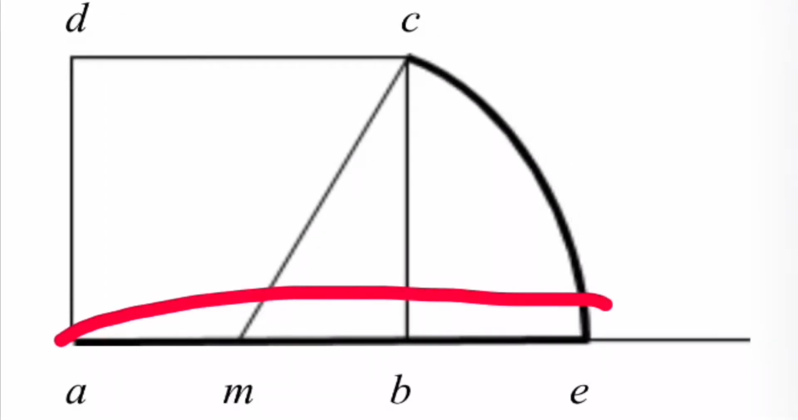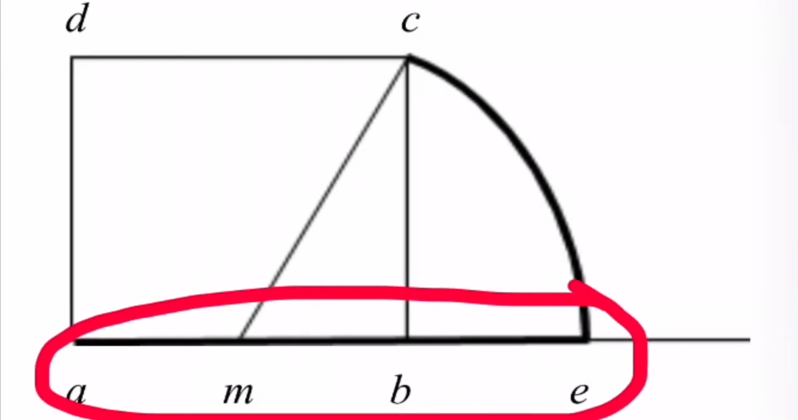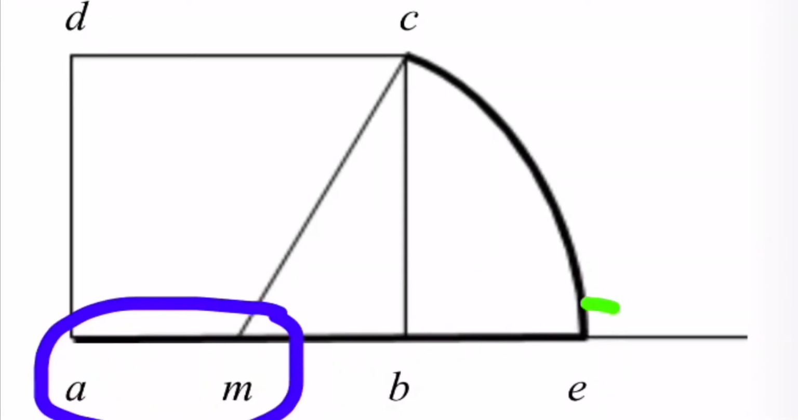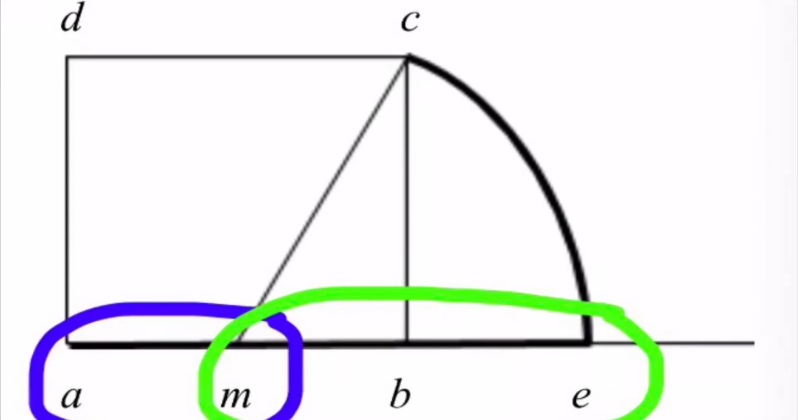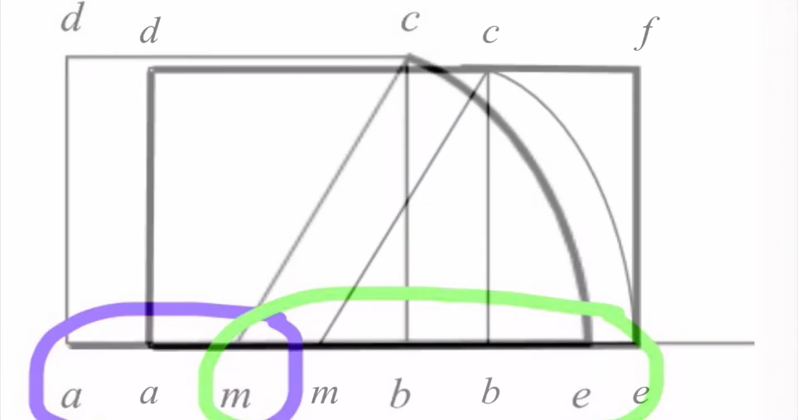The goal is to figure out the length of AE. We know that AE equals AM plus ME. We already know that AM equals 1/2 because M bisects the bottom side of the square in the rectangle. Note that the length of ME is mysterious. We still don't know that.